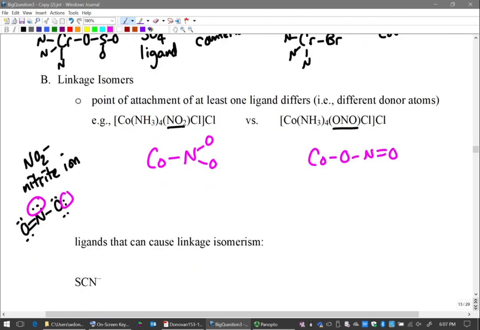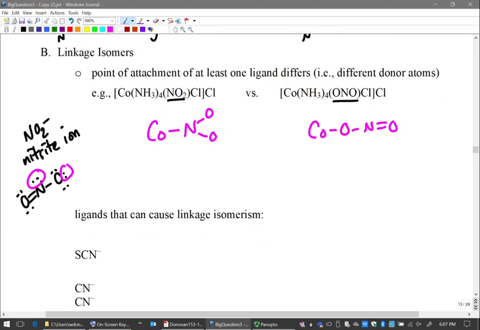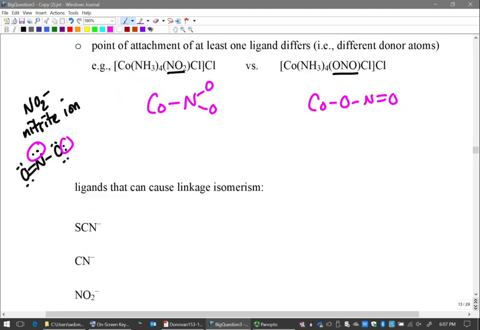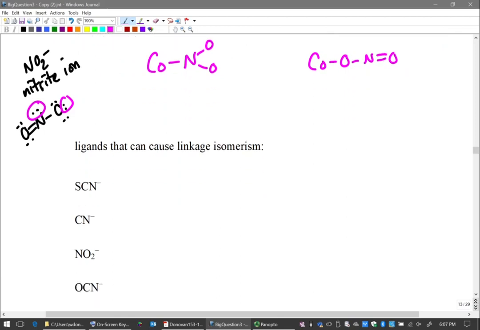It looks like a small difference, and it's not the hugest difference in the world, but one of those compounds in the solid state, pure compound, is red, one is orange, because the cobalt-oxygen versus cobalt-nitrogen bond is a different energy bond, which corresponds to a different energy of light when it interacts with visible light. So it's a minor difference, but observable and important. And there are other ligands that do this as well. These are a few other ligands.